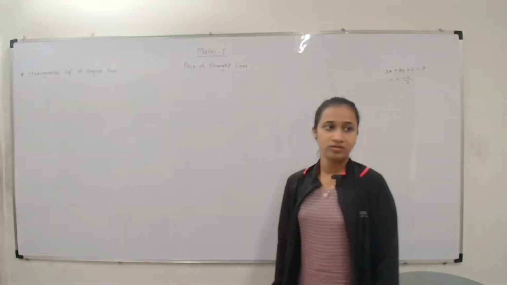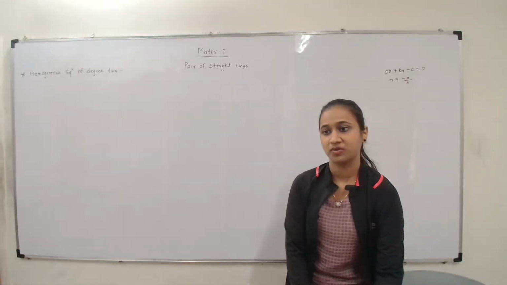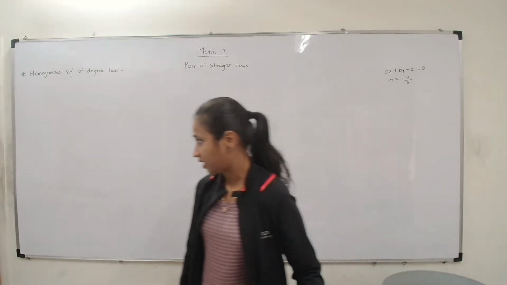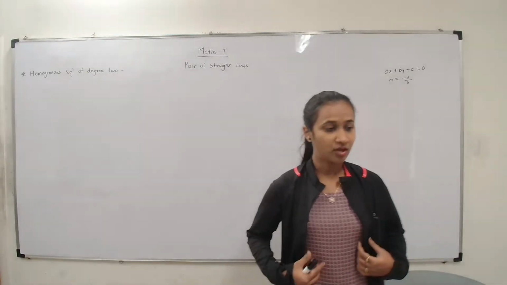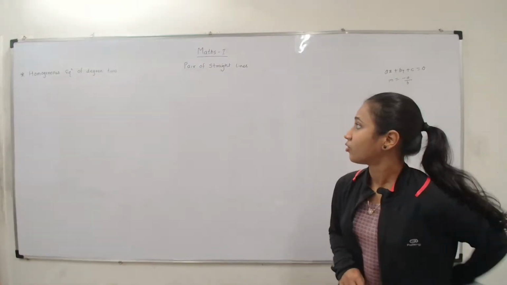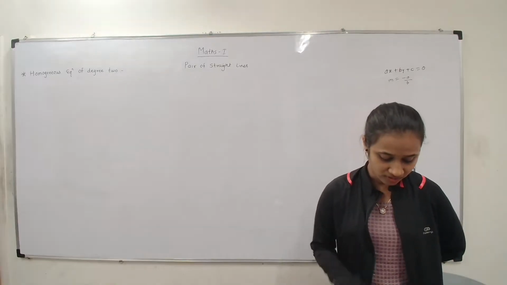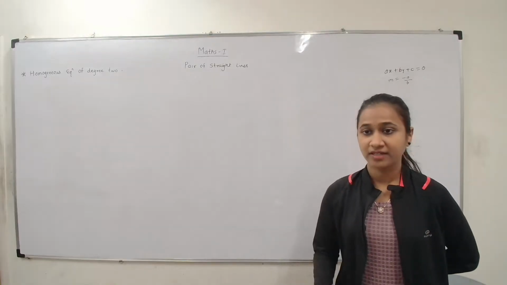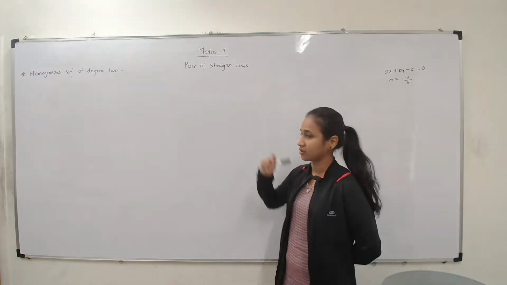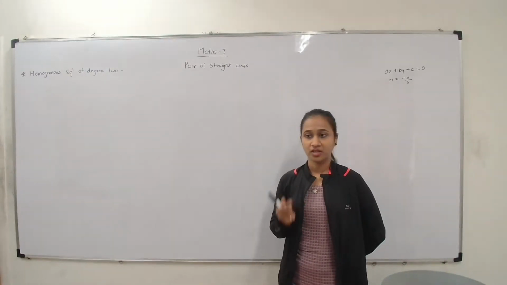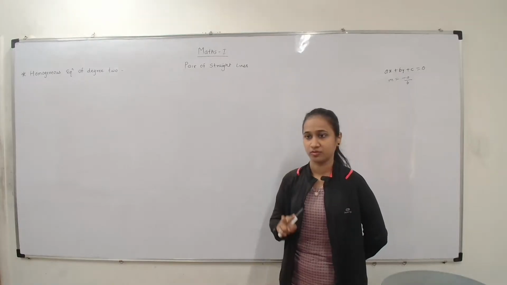Okay, so if the equation of the line is ax plus by plus c in general format, then its slope is given by minus a upon b. Okay, so now our next topic is homogeneous equation of degree 2. That homogeneous word stands for degree of every term will be same, and that same degree is nothing but the 2. So we will see the equation in which every term in the equation has degree 2.